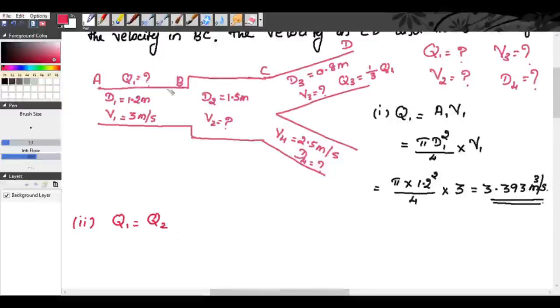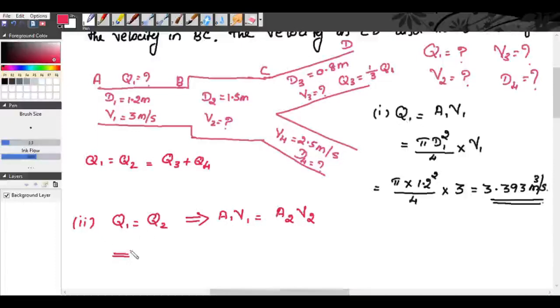Right? So here the concept is Q1 is equal to Q2 is equal to Q3 plus Q4. Discharge in this pipe is equal to discharge in this pipe, that will be equal to discharge in the branching pipes. So Q1 is equal to Q2 is equal to Q3 plus Q4. First of all, we will consider Q1 is equal to Q2. That means A1 V1 is equal to A2 V2. We need to find this A2.